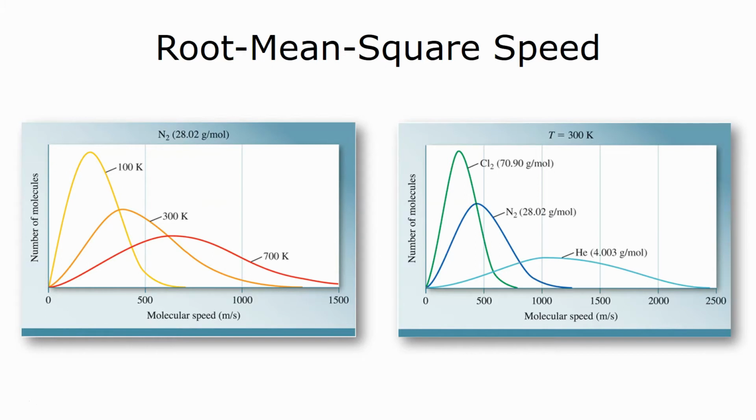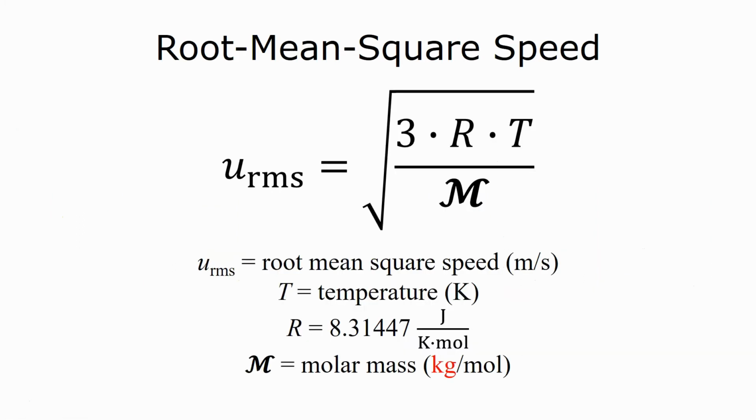And if you maintain a constant temperature, if you compare different gases, then heavier gases will move slower on average than lighter gases. There's actually an equation to calculate the root mean square speed of a gas given its temperature and its mass. Now, as we saw, the average speed of a gas is directly proportional to its temperature, and it's inversely proportional to its weight, or its mass.